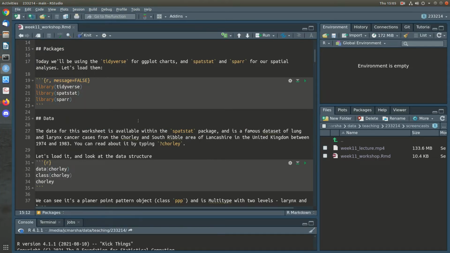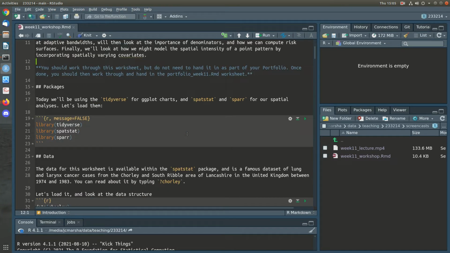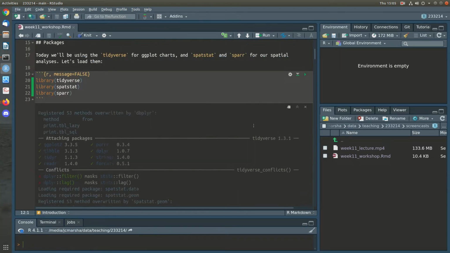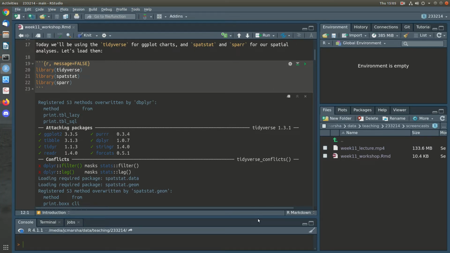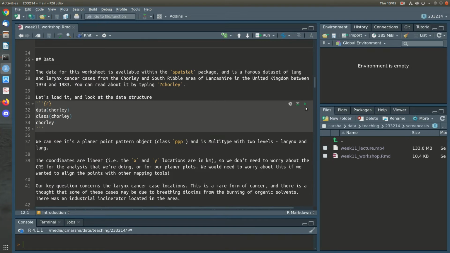Essentially we're going to be looking at kernel density estimates, adaptive kernel density estimates, a bit of relative risk, and then some spatial modelling. We're going to load in our packages, tidyverse, spatstat and spar, which I think you should have installed already. Then we're going to have a look at our data.